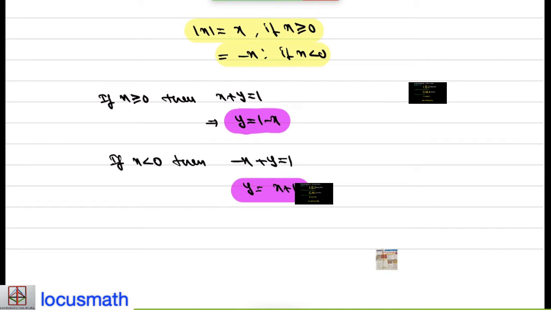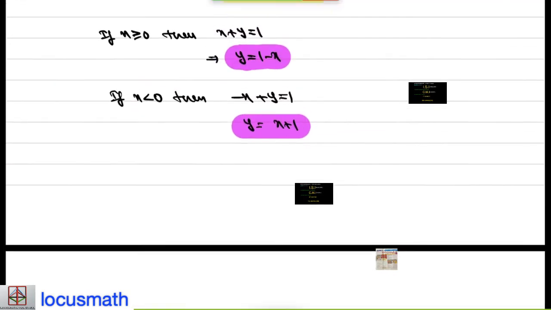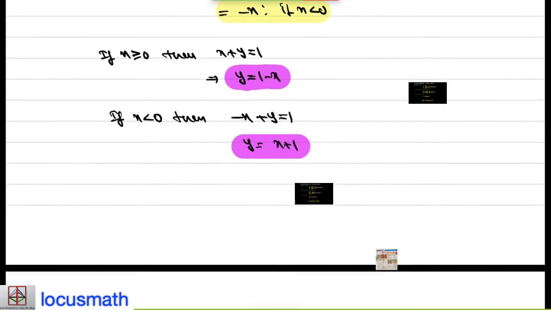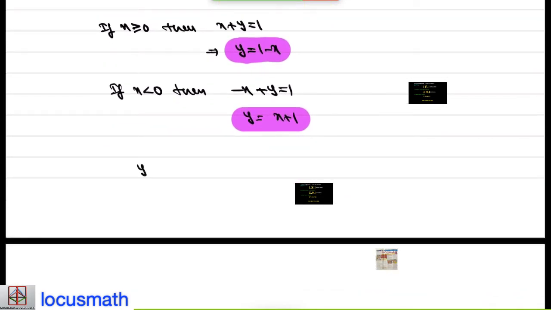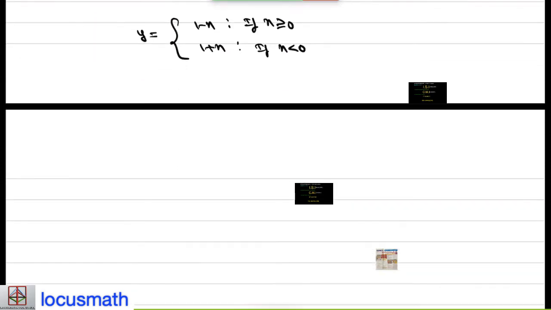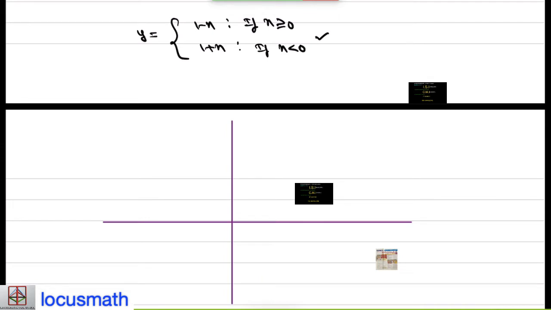So now we will draw the graph. The given curve is y is equal to 1 minus x if x is greater than or equal to 0, and y is equal to 1 plus x if x is less than 0. Now we will draw the graph of this one. So this is the y axis, this one is the x axis.